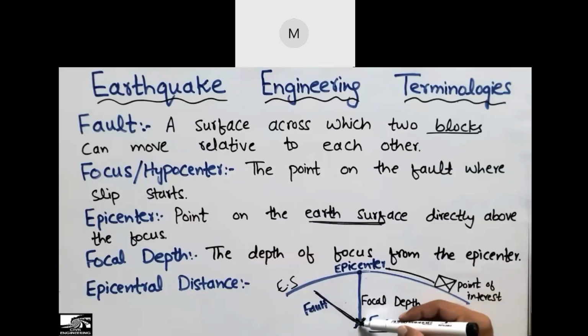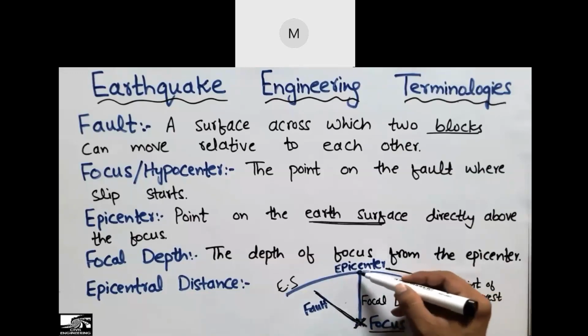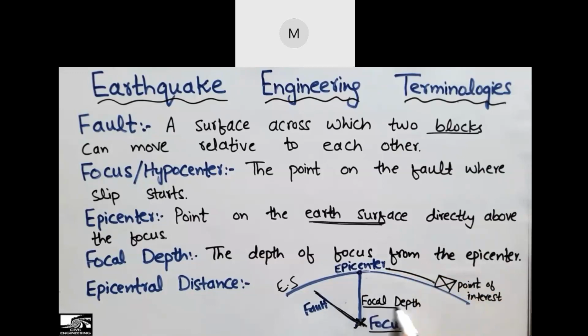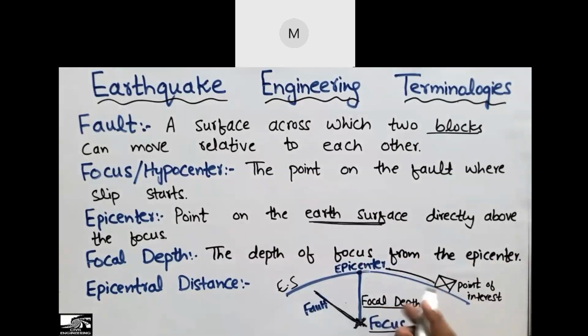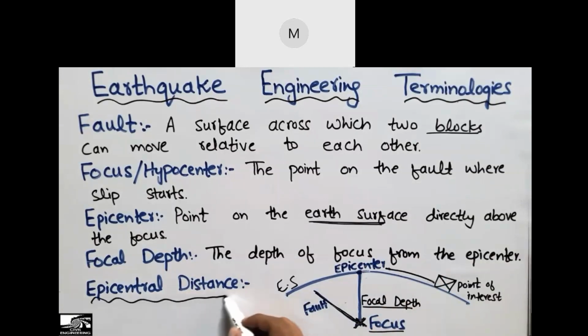So this distance from the focus up to the epicenter, this depth is known as the focal depth. The focus is below the inside of the earth and the epicenter is directly above it on the earth's surface. So this distance between these two is known as the focal depth. Right? Now what is the epicentral distance?